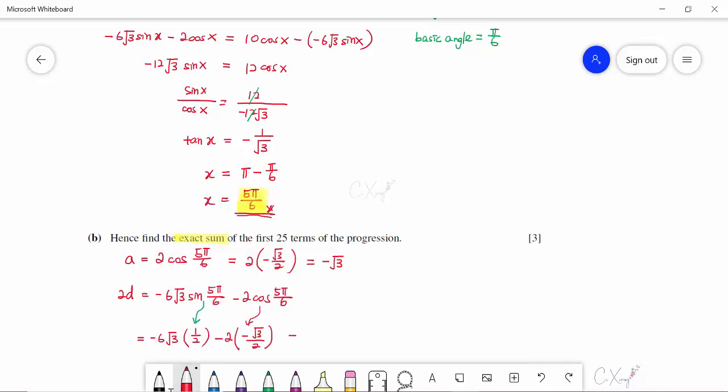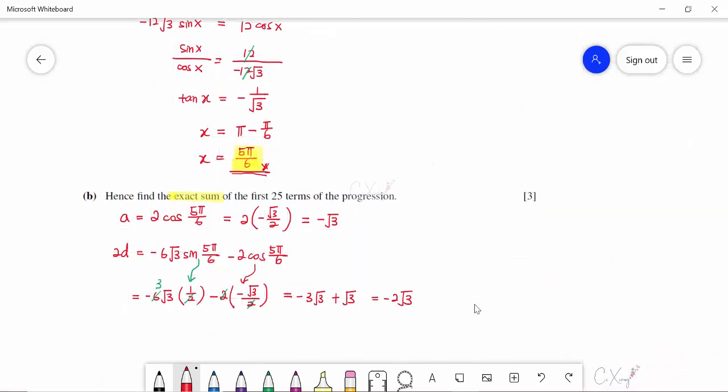Alright. Okay, so from here, I would like to simplify everything. This one I will have negative 3 square root 3 plus square root 3. So this is something like negative 3 apples plus 1 apple, and eventually you will have negative 2 apples. Please take note, 2D is negative 2 square root 3. Therefore, what is the value for D? So the D will be negative square root 3. Okay, so this is one important value, and this is another important value for A.